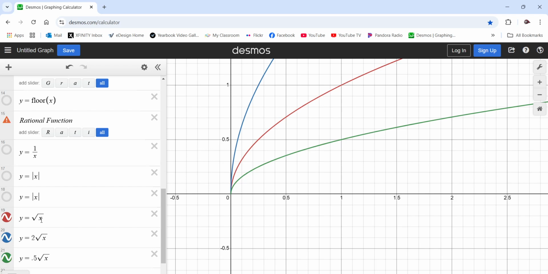So what's the next easy number to go to? What can I take the square root of? Real easy. 1, right? So you stick a 1 in there. So what's the square root of 1? It's 1. So I know I have a point here at 0, 0. I know I have a point here at 1, 1.